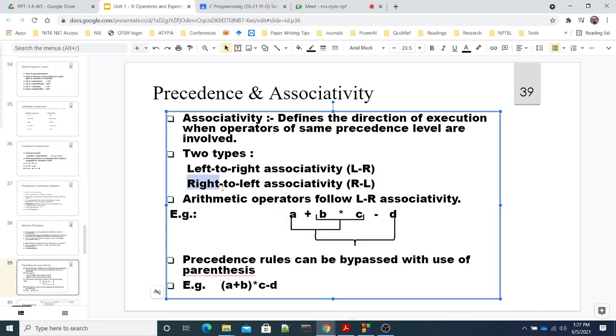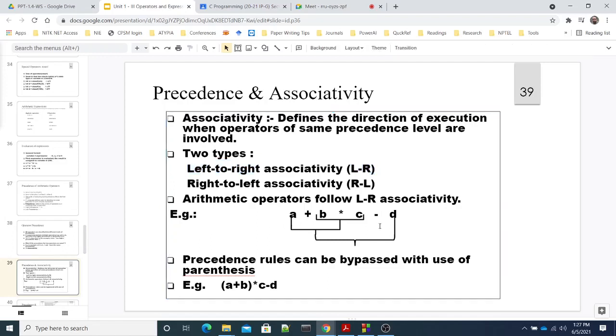And the other associativity rule is right to left associativity. This is specific to the operators. All operators do not have the same associativity rule. Some will apply left to right associativity, and some others will apply right to left associativity. And for arithmetic operators, addition, subtraction, multiplication, division and modulus, the associativity applied is left to right, not right to left.